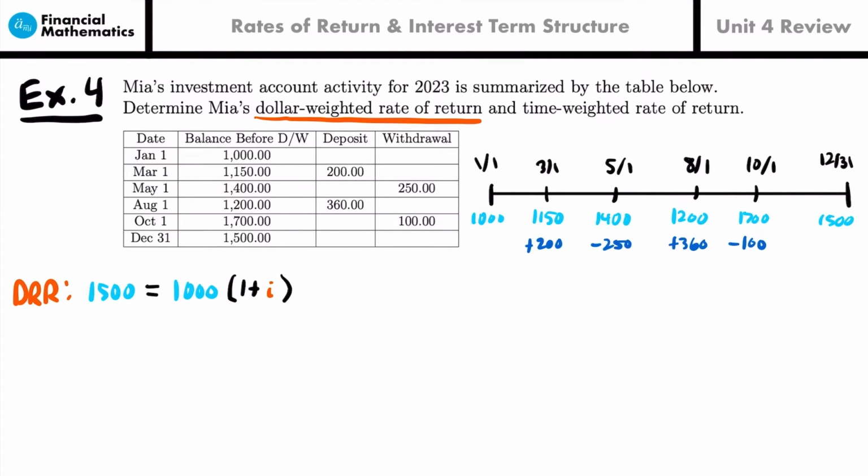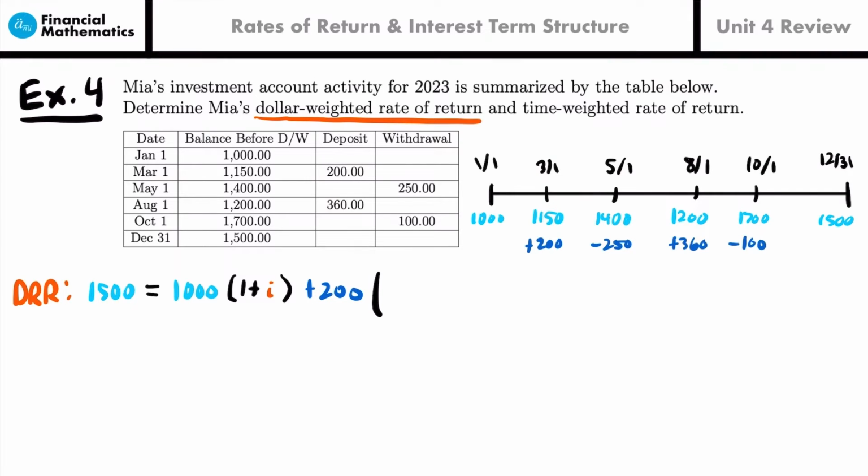Now, let's take care of the different cash flows. And what I mean by that is the deposits and withdrawals. For a dollar-weighted rate of return, we don't care about any reported balances throughout the year. We only care about the beginning and the end balance in this case. Okay, so let's just focus on the deposits and the withdrawals. First up, we have plus 200, and that's made on March 1st.